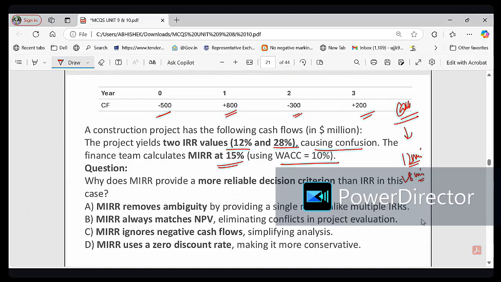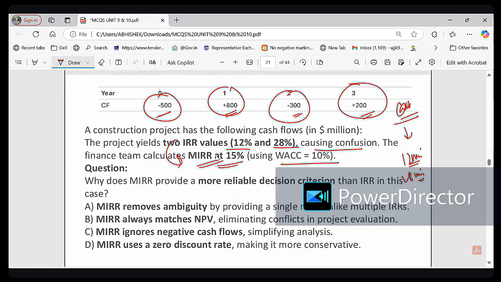This IRR can give more than one answer when cash flow changes direction. In this case, you can see initially it is negative, it becomes positive, again negative, it becomes positive. So cash flow is changing direction, right? So IRR can give more than one value. So that is where MIRR steps in, like your trusted grandma recipe.